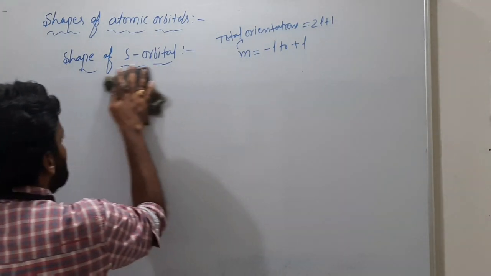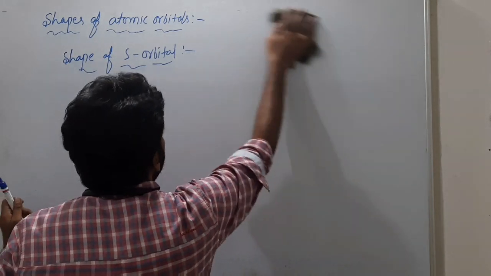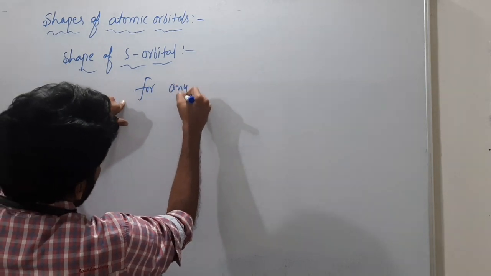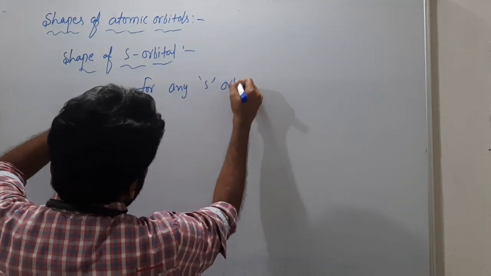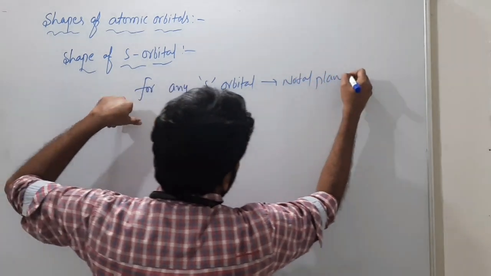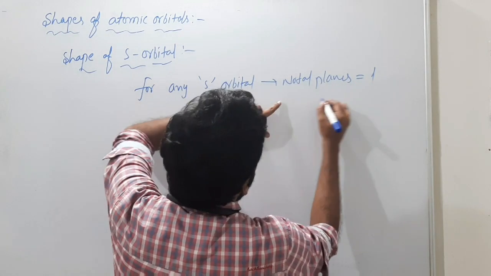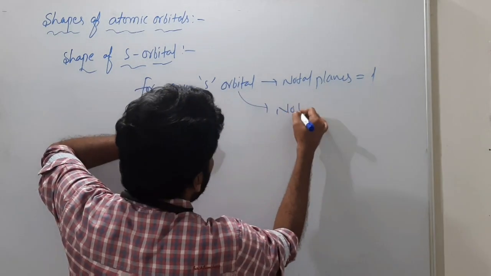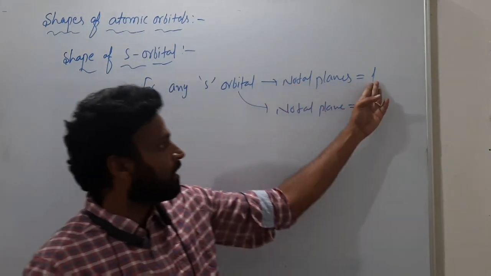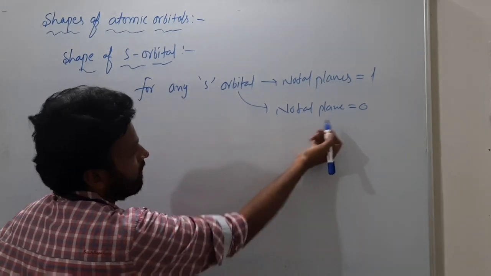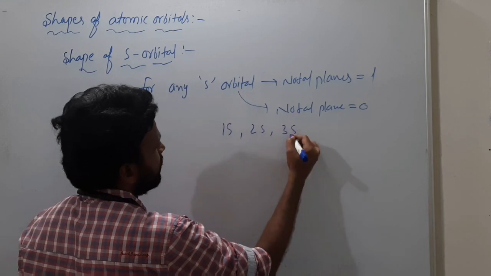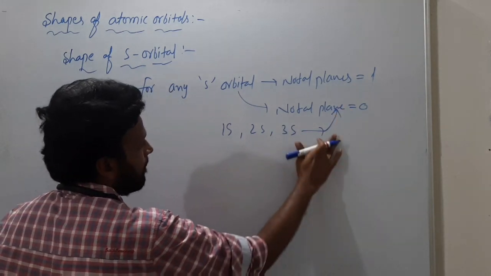You must write all these things. This is about the s subshell. For any s orbital or s subshell, how many nodal planes? Simply l. So for the s subshell, the nodal planes are 0, because the nodal plane formula is l. Whether 1s, 2s or 3s, whatever s, the nodal plane is 0.